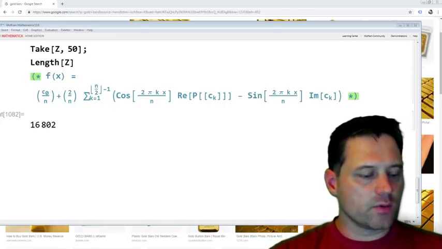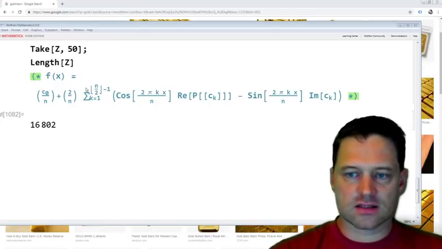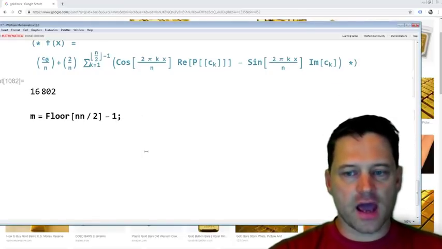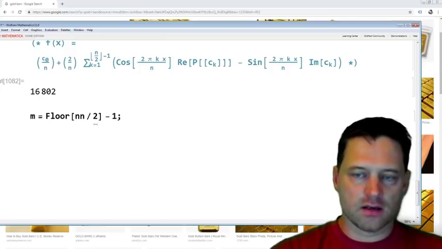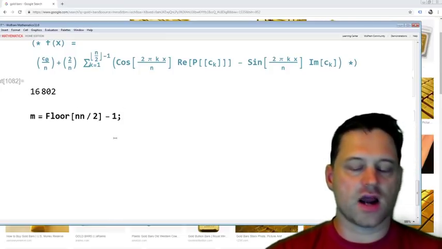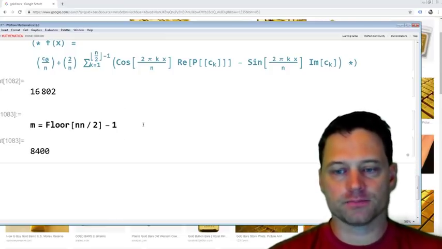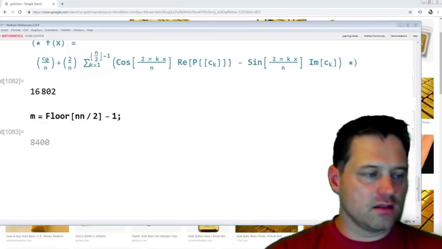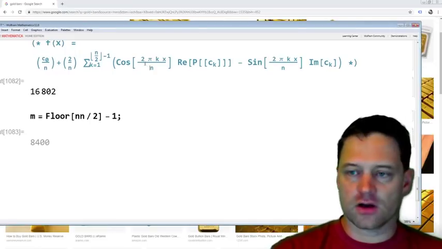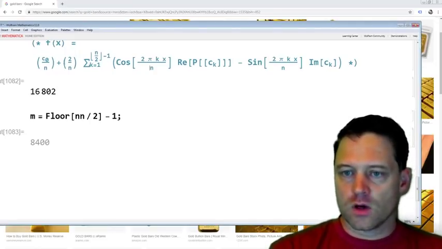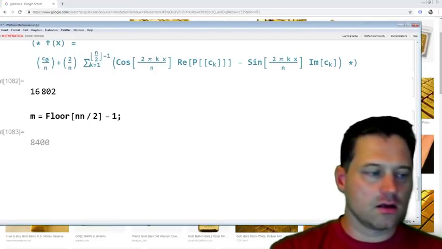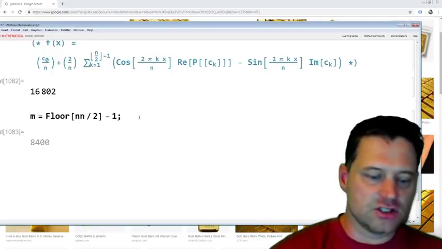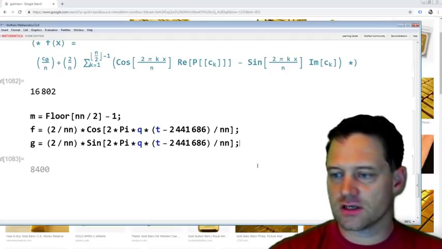The next thing we want to do is construct the top of the sum. So I've got m for that. m is the floor of n divided by 2, and then subtract 1. So we'll put this in memory. That's 8,400. And then the two periodic functions, once we multiply this inside, we would be interested in what I have called f and g. So that's these two functions.